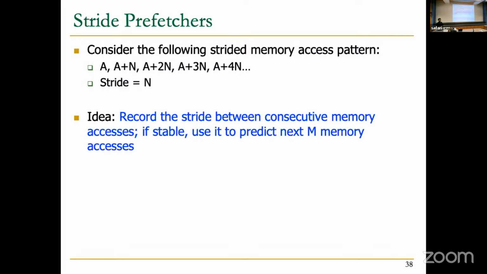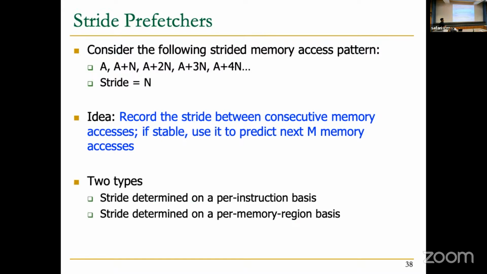Let's try to learn. So the idea here is to record the stride between consecutive memory accesses. If the strides are stable, in the sense that you have seen the stride repeating, let's say you have seen n repeating once and twice, then you have confidence. Let's go ahead. So that's the idea here.